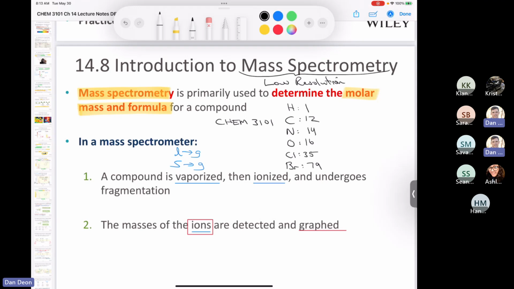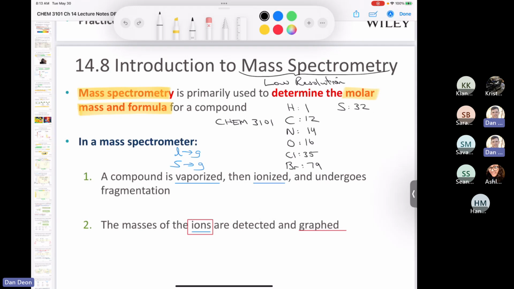And then one that's a bit of an outlier that shows up maybe once in a while is sulfur. Sulfur has a mass of 32. And those are the main ones that we're going to look at. I guess iodine has a mass of 127. That might show up here and there. But again, these are the masses that I'm going to use for the elements. Okay, you with me on that? Those are the masses I'm going to be using in this chapter.